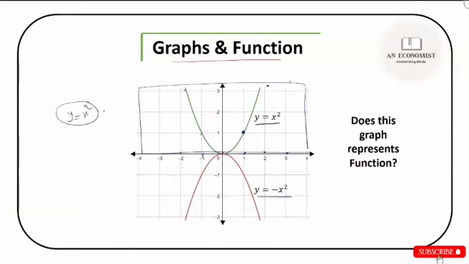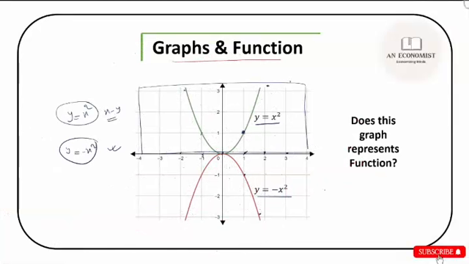Why is this so? Because for each x value you have a particular y value. Similarly, if you consider only the red graph, which is y equals minus x square, this individually also represents a function, right? Because for the same logic, for every x value you have a unique y value, right? So if you consider individually the green function and the red function, they will represent functions, right? This green graph and the red graph individually represent functions.